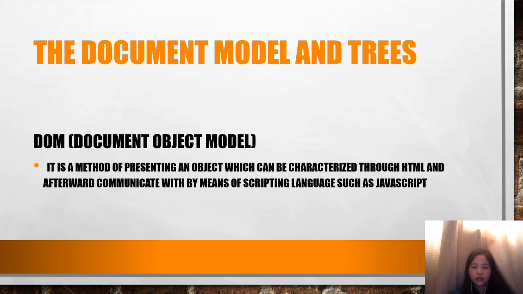The Document Object Model and trees. HTML tags characterize a hierarchical structure called the DOM, or Document Object Model. The DOM is a method of presenting an object which can be characterized through HTML and afterward communicated with by means of a scripting language such as JavaScript. HTML tags characterize DOM elements, which are entities that live in the DOM.